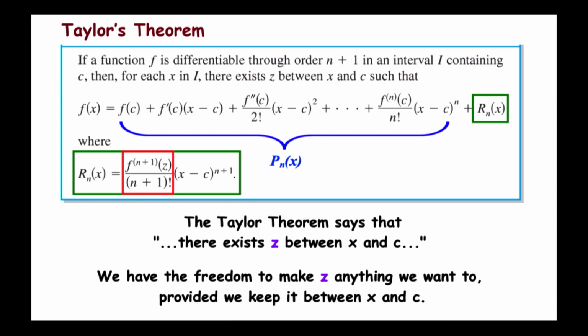Taylor's theorem says there exists this weird z somewhere between x and c. We can make z anything I want. I have total green light here. As long as it's between x and c, I can make it anything. Okay.